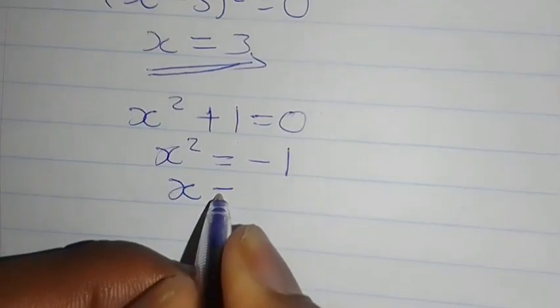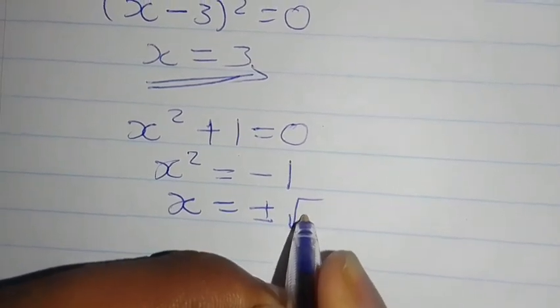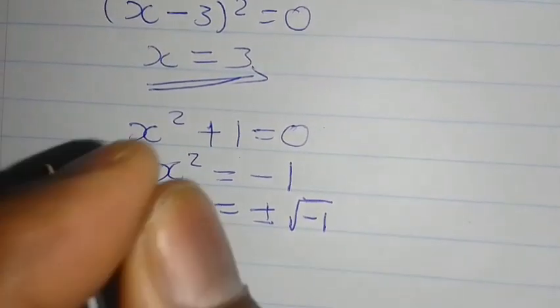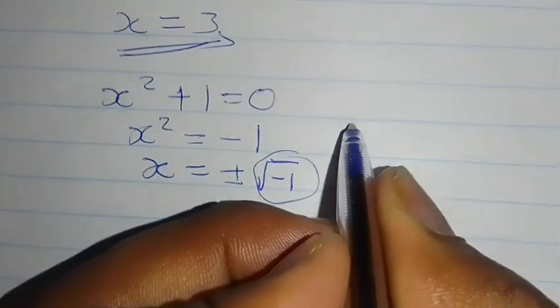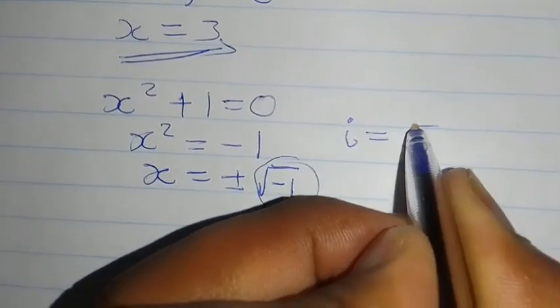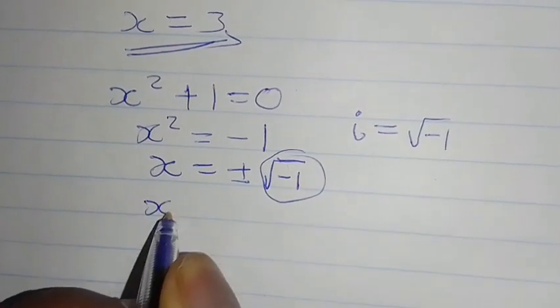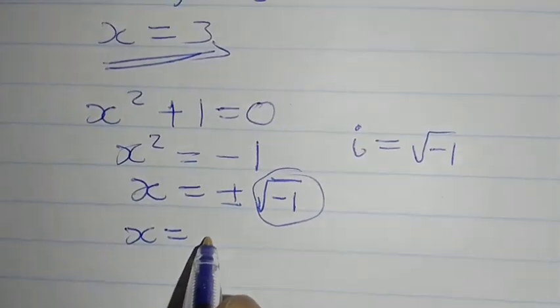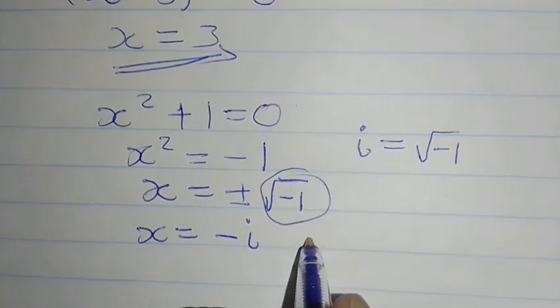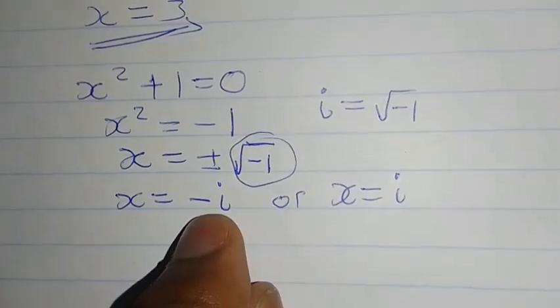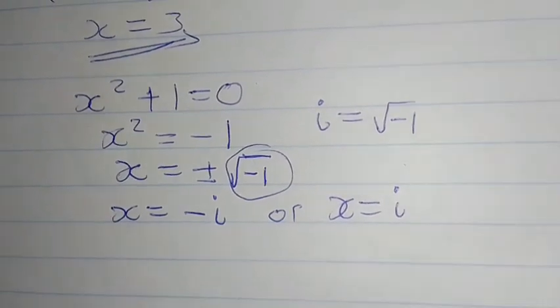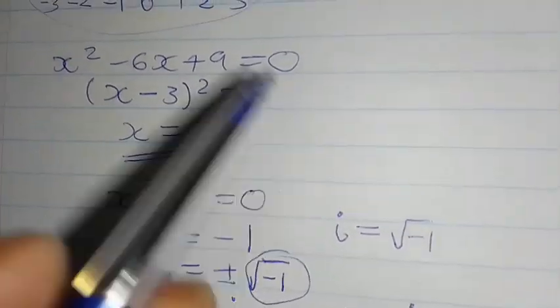If you solve for this one, you'll have x equals plus or minus the square root of -1. And this is not a real solution because the square root of -1 can't be found anywhere in this number line. So we'll denote the square root of -1 as an imaginary number. We'll just imagine that one. So that leaves us with the solutions x equals negative i, or x equals positive i. So now I'm introducing a new numbering system. It's called complex numbers, if you look into that.